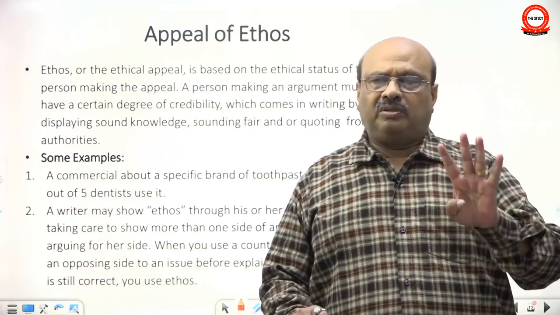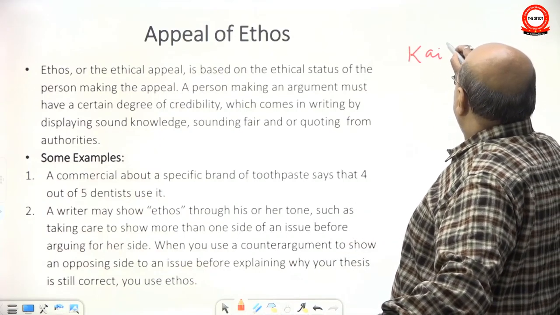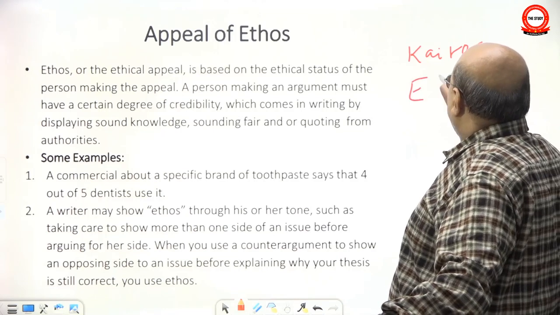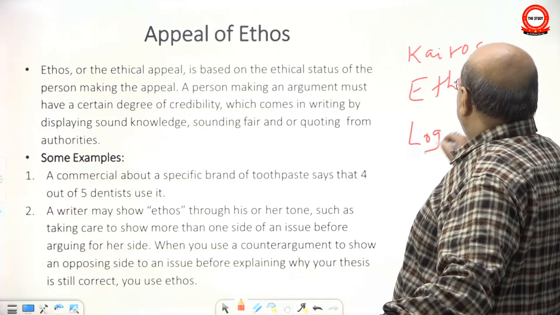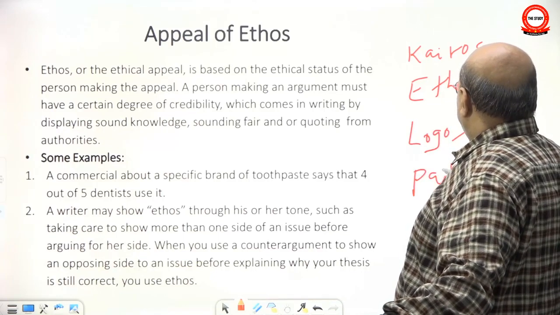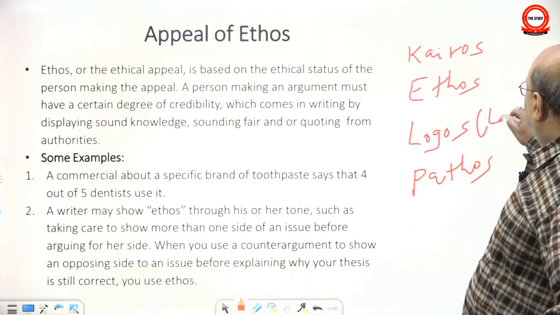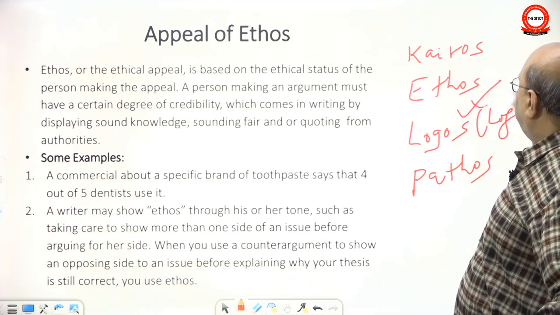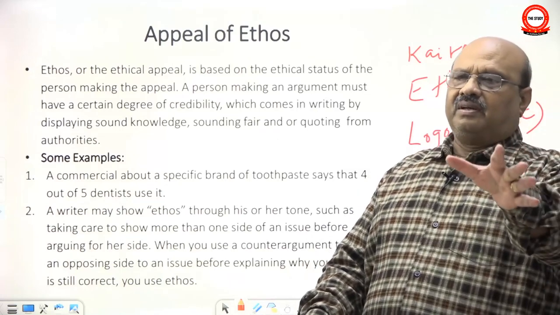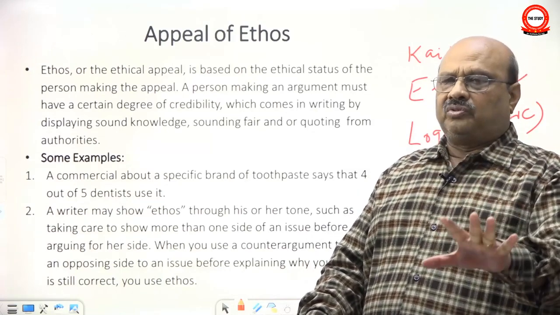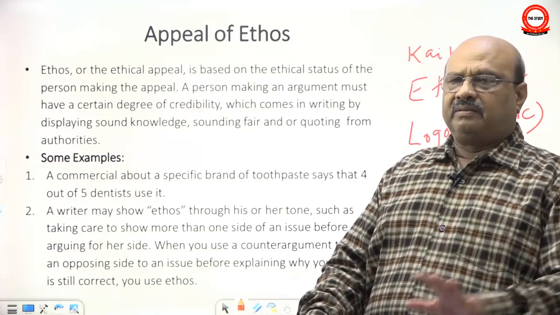There are four devices in rhetoric. These are kairos, ethos, logos, and pathos. I do not need to talk about logos, because when I say logic, this has already been discussed just with the help of the previous three slides. Just now I talked about logos. So I do not need to talk about logos. Logos is a done thing.